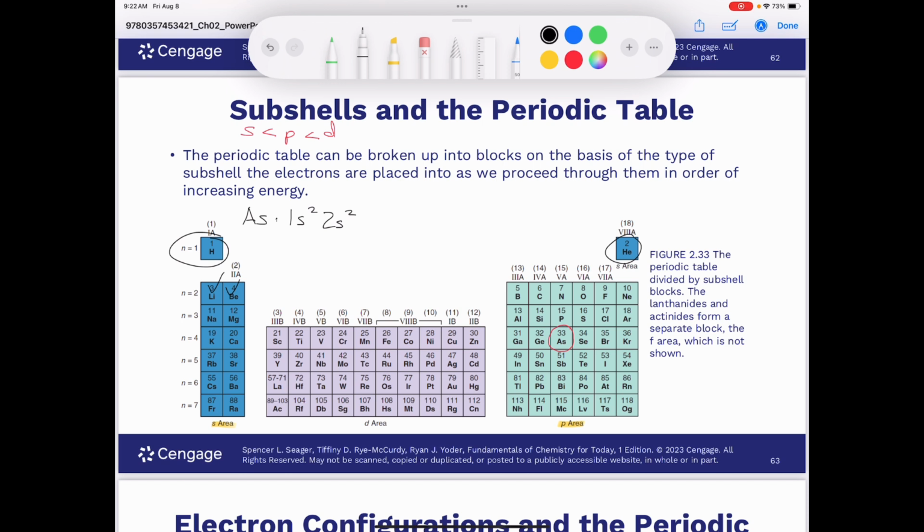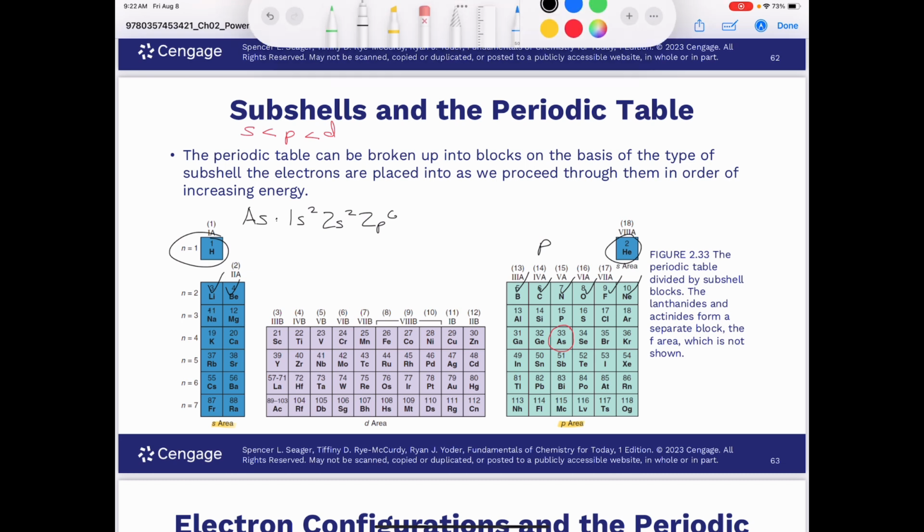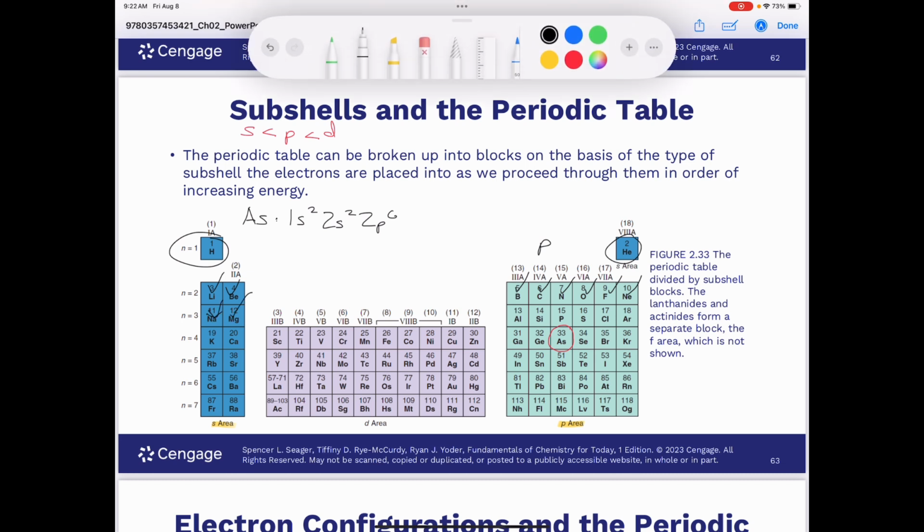So then we go to 2p. Remember, this is the p block or p area. 2p1, 2, 3, 4, 5, 6. 2p6. Remember, the p orbitals can hold a maximum of 6 electrons. So now we're full. So now we go down to 3s1, 3s2. So we've got 3s2. Now remember, I said we go from 3 over here to 3p. So then we go 3p1, 2, 3, 4, 5, 6. So 3p6. Still not there. Still got a ways to go. Then we go to 4s1, 4s2.